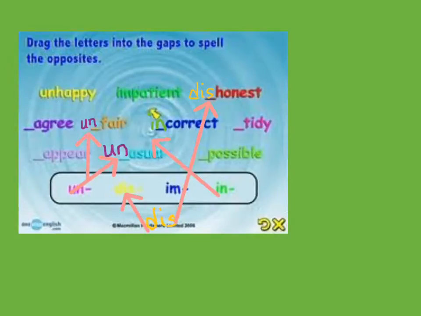For the word fair, we have unfair. So the prefix un goes to the word fair, which is unfair. The word tidy, we have untidy. For the word possible, we have impossible. For the verb agree, we have disagree. And for the verb appear, we have disappear.